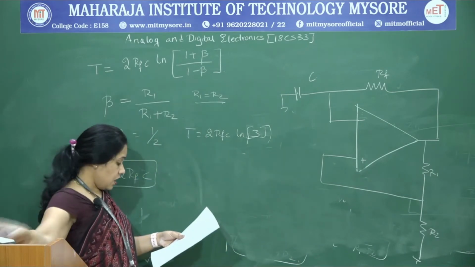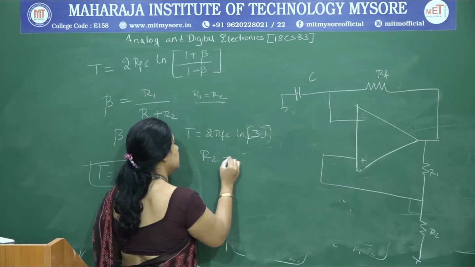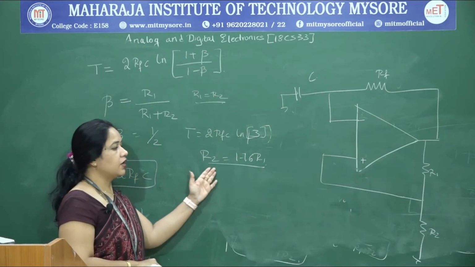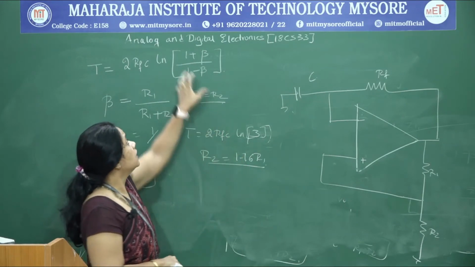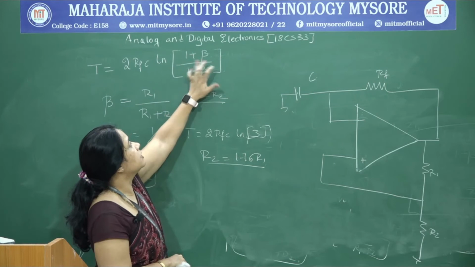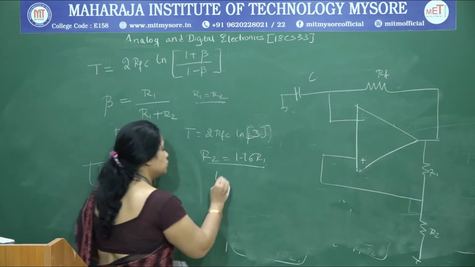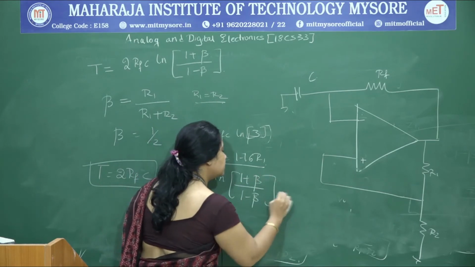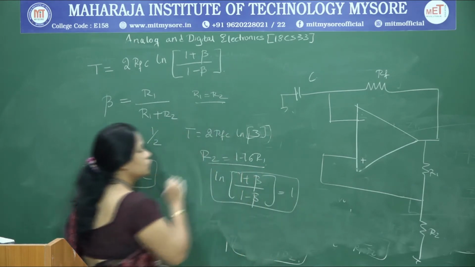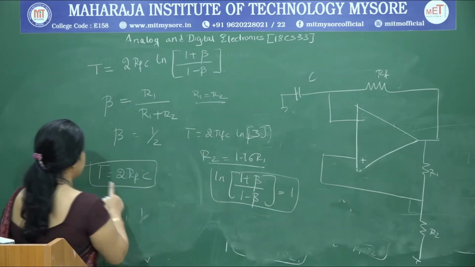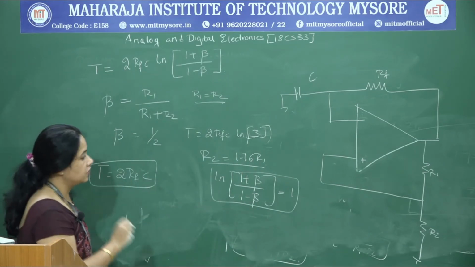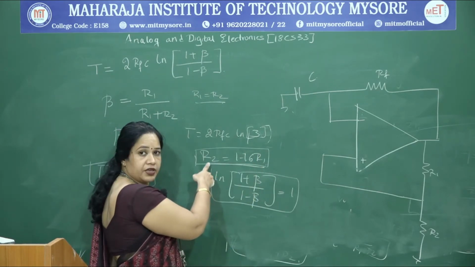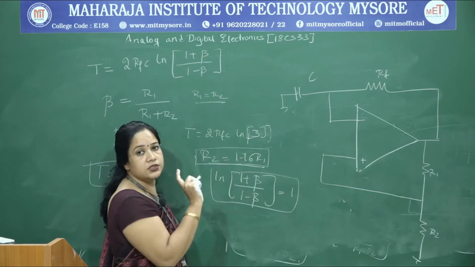So, instead of taking R1 equal to R2, we take R2 equal to 1.16 R1. When you choose R2 equal to 1.16 R1, the logarithmic of 1 plus beta by 1 minus beta turns out to become 1. When this logarithmic value becomes 1, T is equal to RfC. That is the reason why you usually fix R2 equal to 1.16 R1.